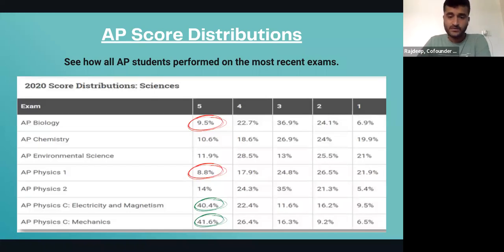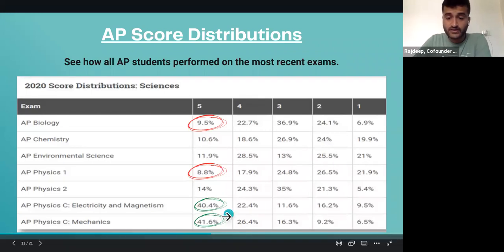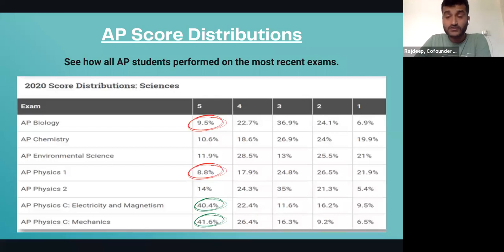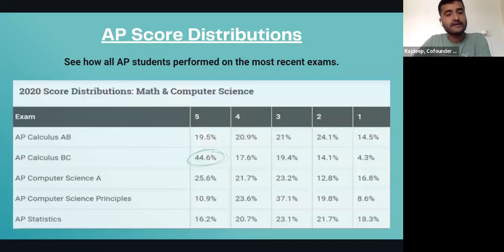Then let's look at a couple of other subjects from sciences. AP Biology 9.5, AP Physics 1 8.8. Look at AP Physics C, Electricity and Magnetism, and AP Physics C, Mechanics. You have almost about 40% of students who got 5 out of 5 in 2020, right? Which is a very, very high number, which basically showcases it's slightly easier to get a higher grade in these subjects. I mean, that's an inference that you can make.